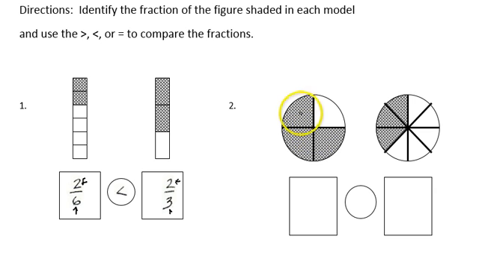In my next picture, I have a circle that has been divided into 4 equal pieces, and that's what my denominator will show. 3 of those pieces have been shaded, so that fraction shows 3/4. The next circle has been divided into 8 equal pieces, and 3 of those pieces have been shaded. And you can see that 3/4 takes up much more space than 3/8. So 3/4 is greater than 3/8.